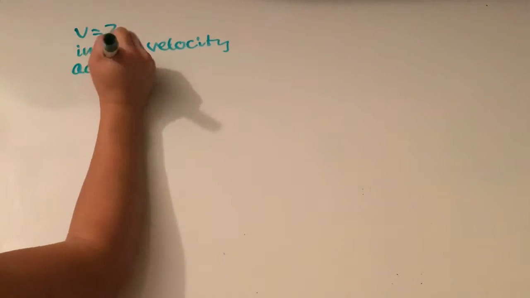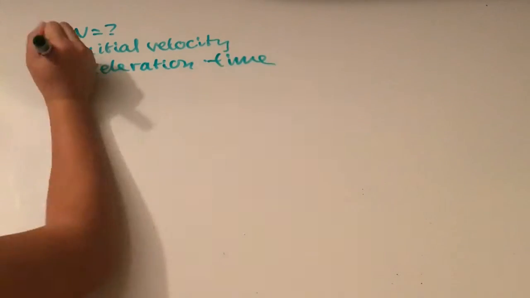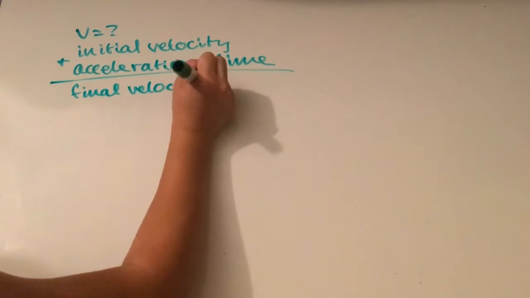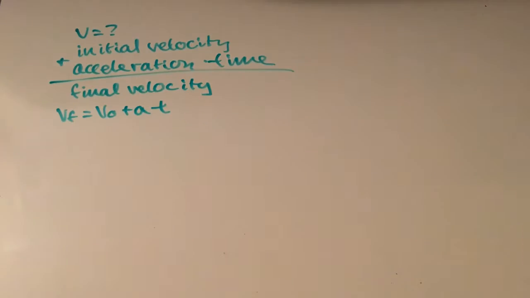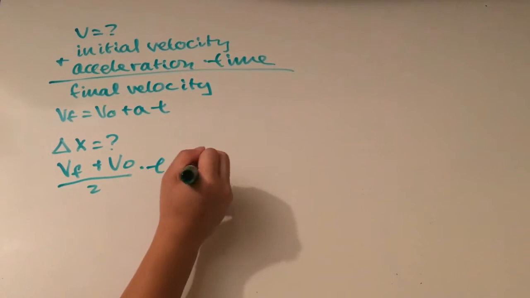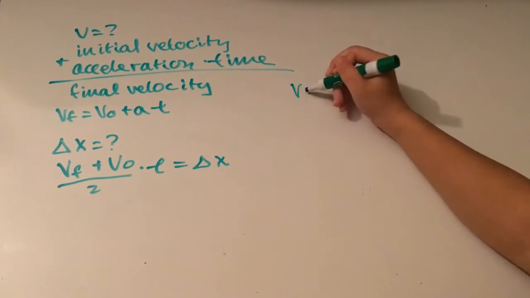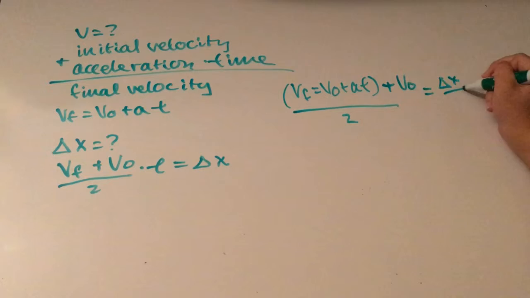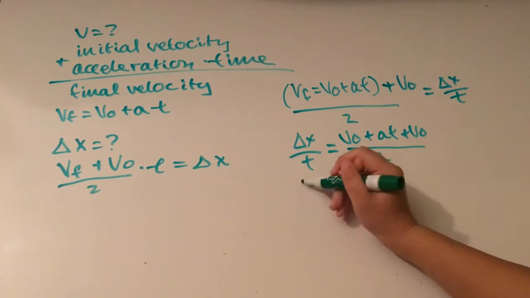To find velocity, start with the initial v and multiply acceleration by the time elapsed. Sum these two and you get final v: vf equals v naught plus a times t. To find displacement, start with both of these, average them, and then multiply by t. Using these equations, you can find more formulas.